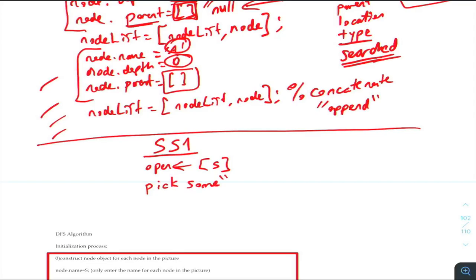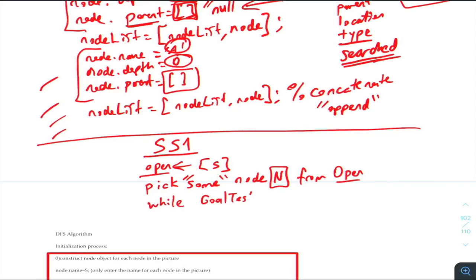Pick some node, and we will call it n, from open. While the goal test of n is not true, meaning if that is not the goal node, if we haven't reached that yet, do that procedure. We will write that program here.